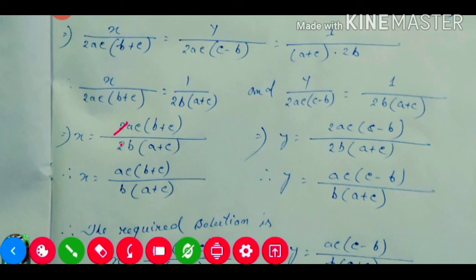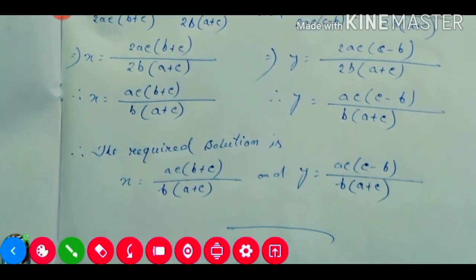y also is the same as this. y is equal to, what is given, y divided by 2ac into (c minus b) is equal to 1 divided by 2b into (a plus c). Therefore y is equal to this portion on top, 2ac into (c minus b), divided by this portion, 2b into (a plus c). So here also 2 will be cancelled, and y is equal to ac into (c minus b) divided by b into (c plus a).